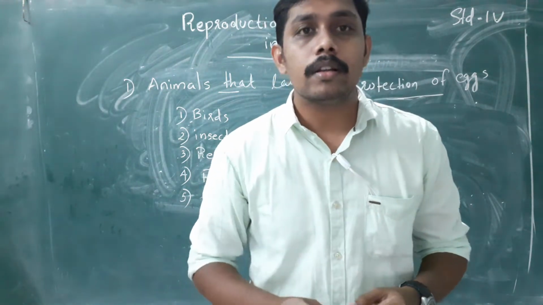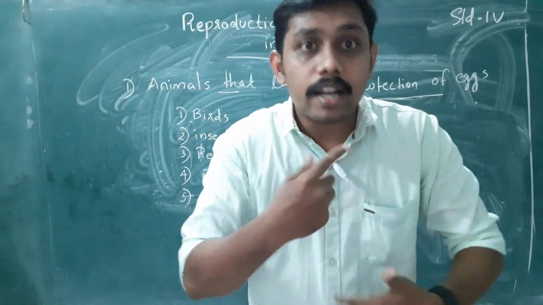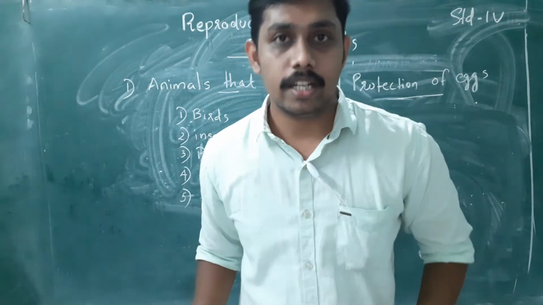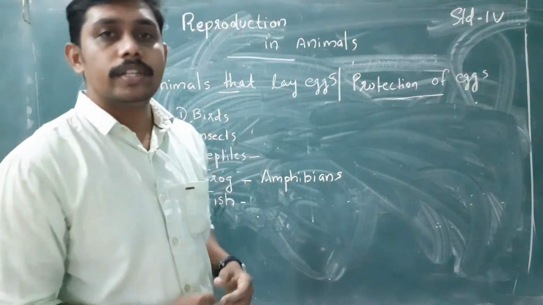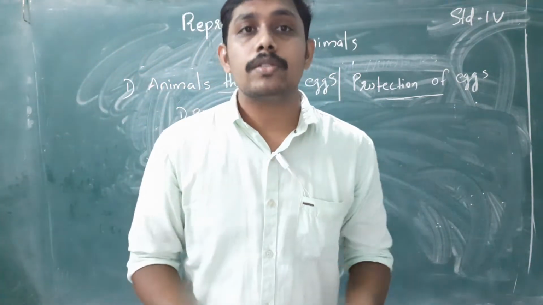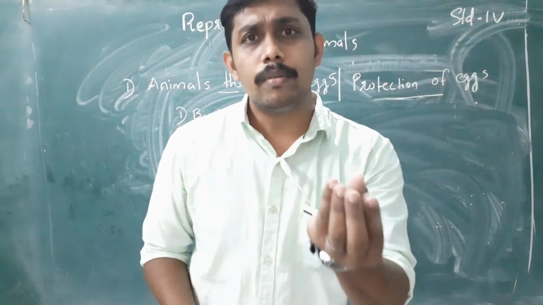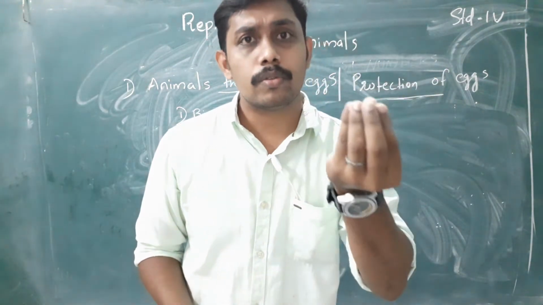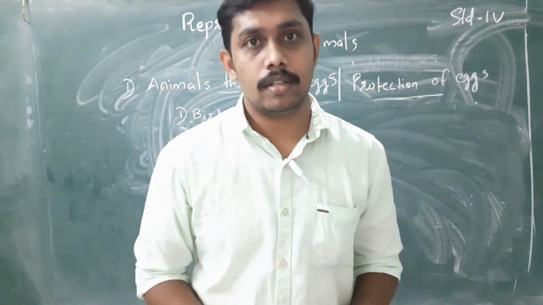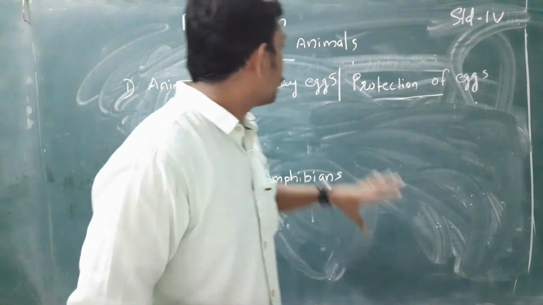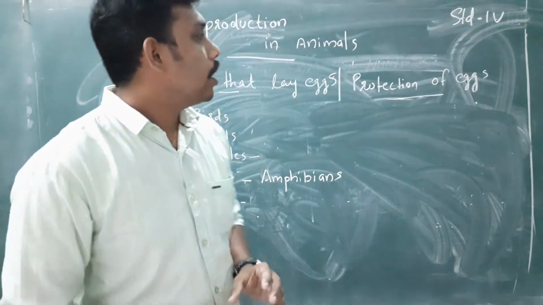This tadpole goes through several developments. After several developments, it becomes the adult frog. And then in the case of fish, it lays thousands of eggs in the water, but of these, only a few go through the process of hatching, and then few of them become adult fish. Okay, that is about animals that lay eggs.